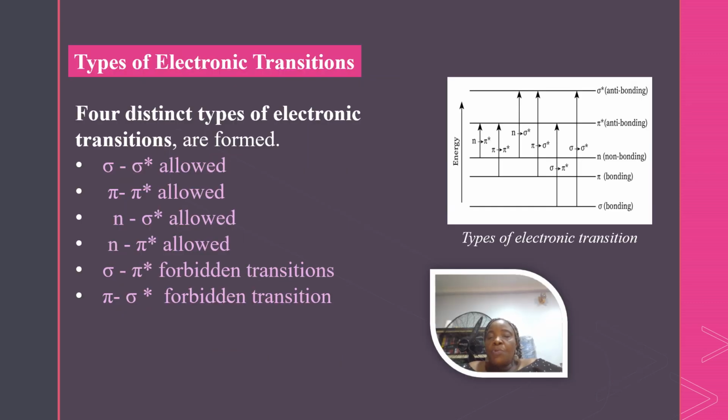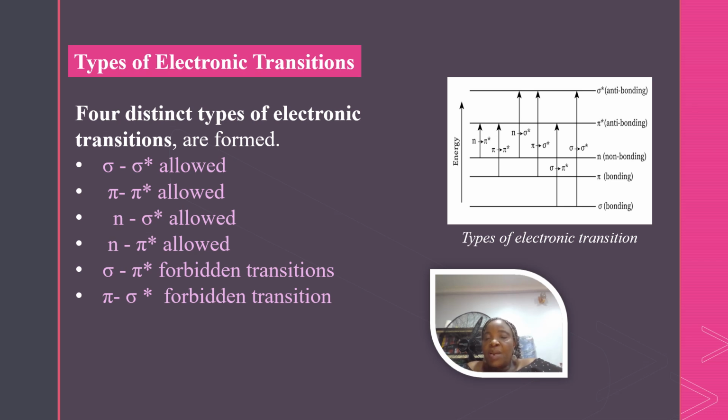What are the types of electronic transitions? From this figure, we are going to observe the different types of electronic transition. When it comes to electronic transition, electrons always jump from bonding or non-bonding to anti-bonding orbitals. The bonding and non-bonding orbitals form the ground state.